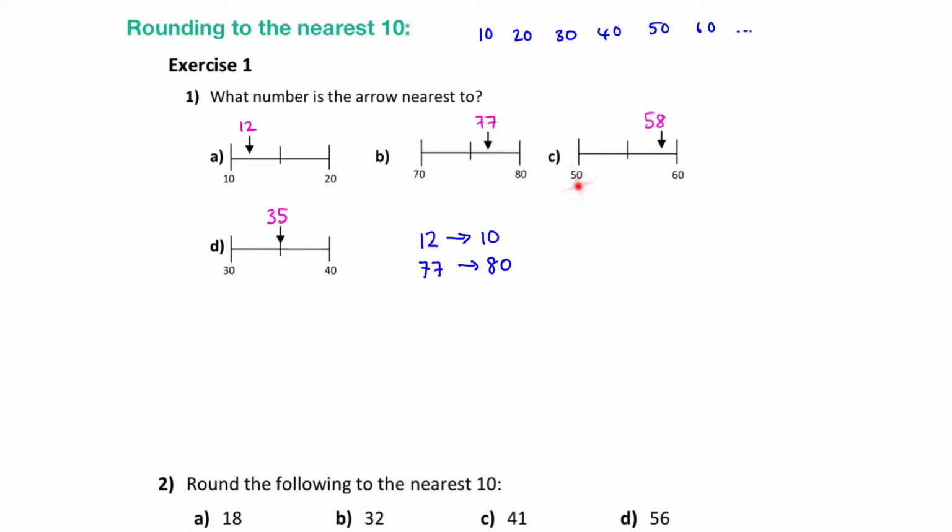Looking at the next one, we've got 50 and 60. 58 is marked. Is 58 closer to the 50 end or the 60 end? Well, we can see again quite clearly that that is closest to the 60 end. Now, here comes a question. What do we do when we're exactly halfway in between when we're rounding? Well, we've got to have a rule, haven't we? We can't just sometimes go that way and sometimes go that way.